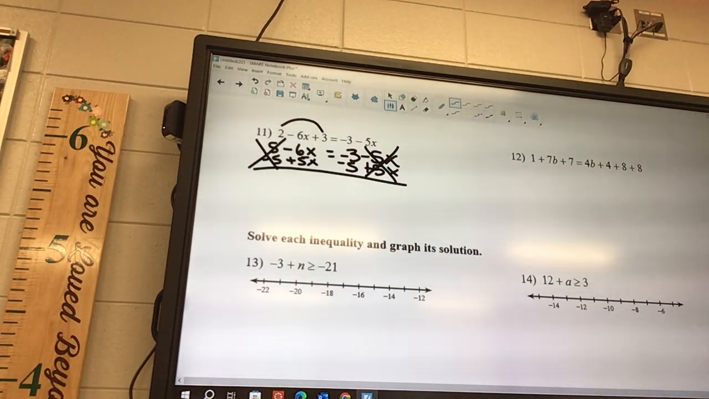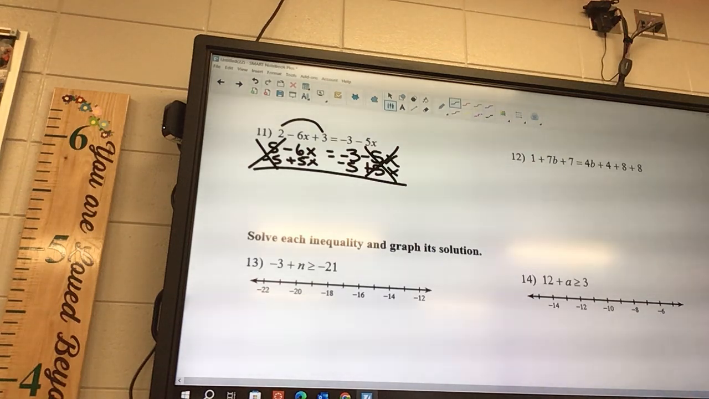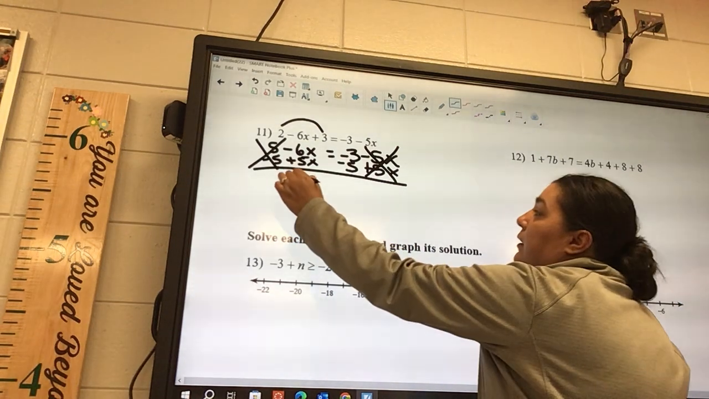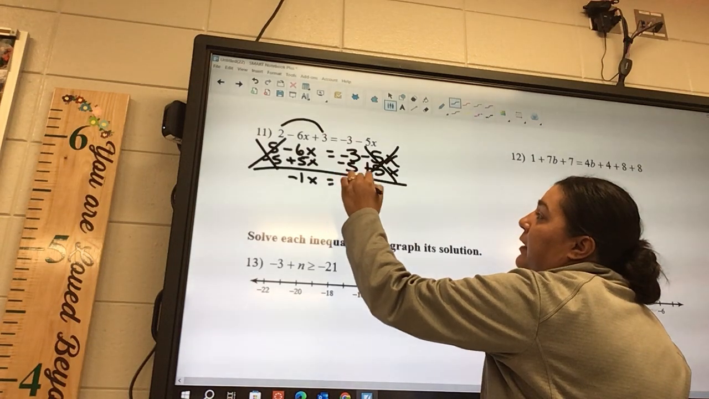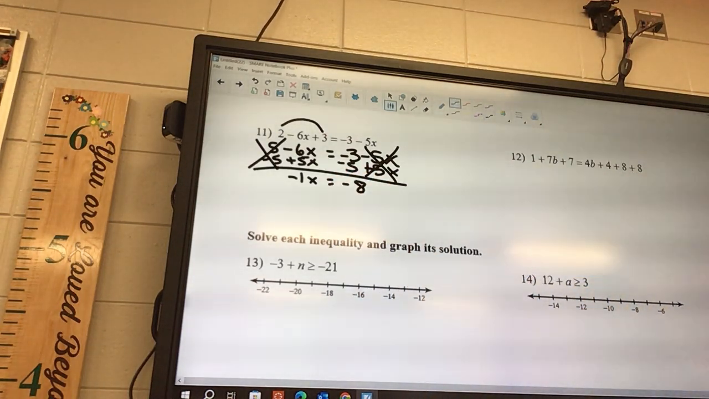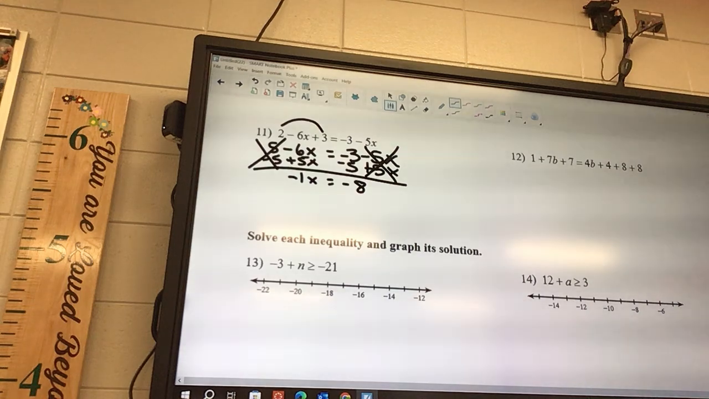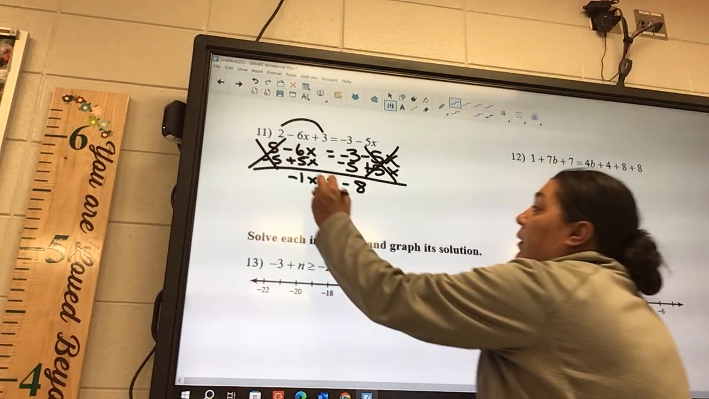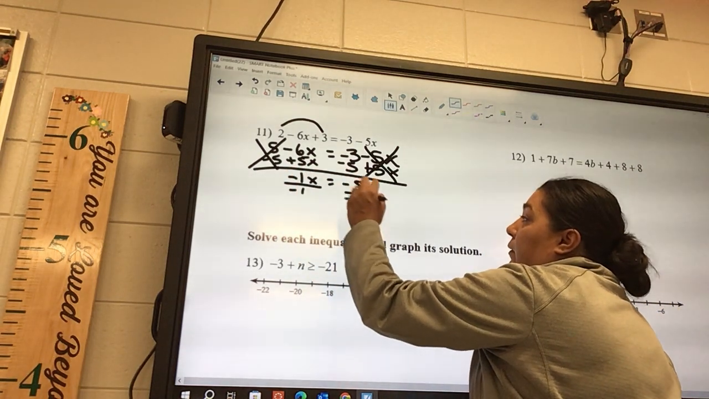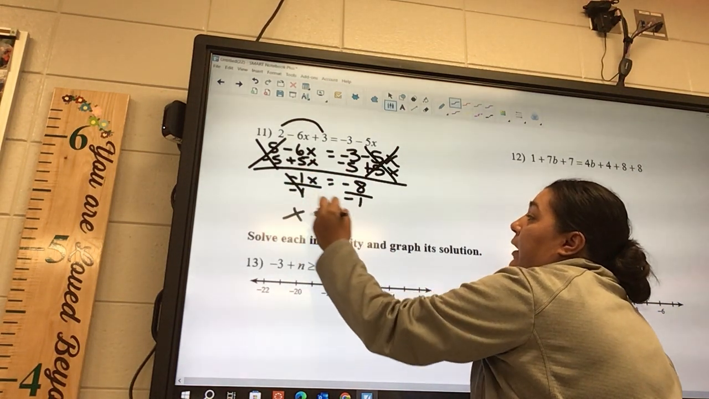Okay, so a negative 6 plus 5 is going to be negative 1x. Negative 3 minus 5 is going to be negative 8. Okay, and then what? Divide by negative 1, and so we're going to get x equals 8.